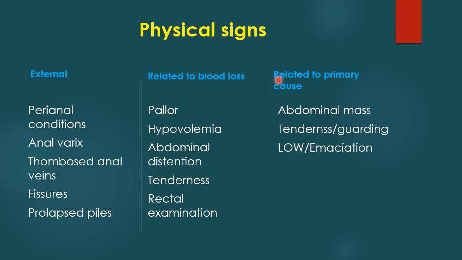And the signs can also be related to the primary cause of the bleeding. Abdominal mass, if it is a tumor that causes the bleeding. Tenderness and guarding, if it is diverticulitis causing the bleeding. If it is cancer, you can have loss of weight or emaciation as signs indicating it is related to the primary cause.